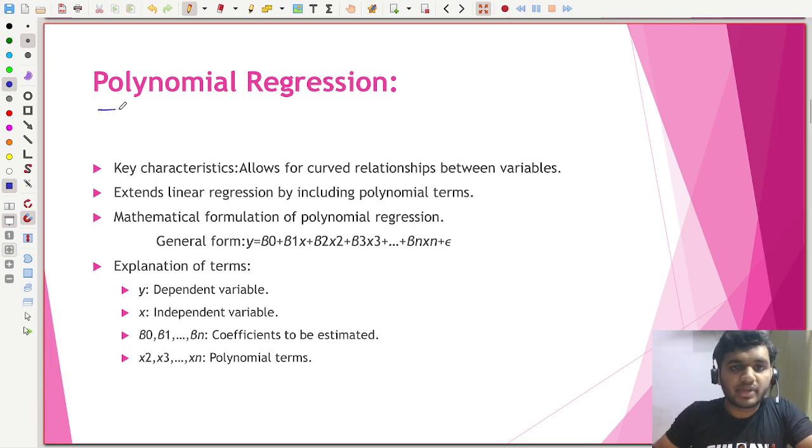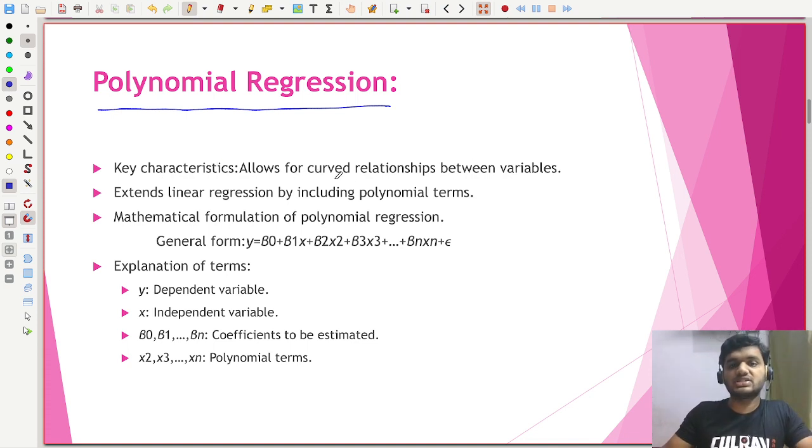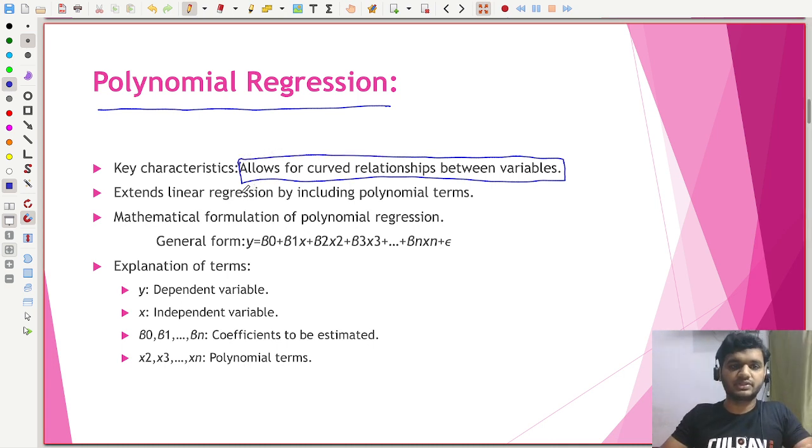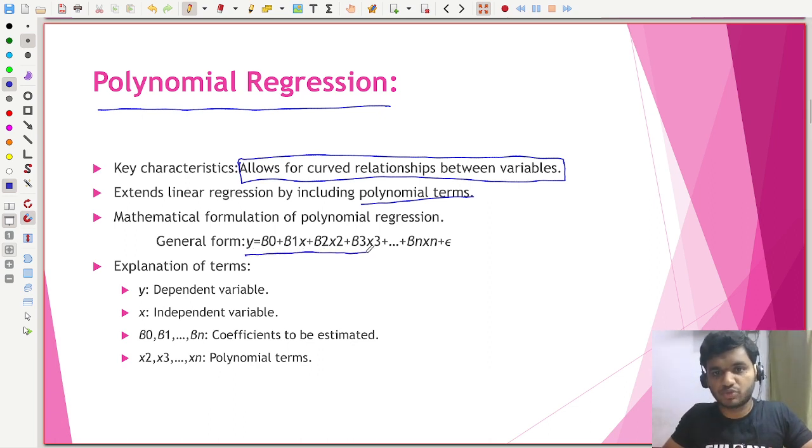Now we discuss polynomial regression. In polynomial regression, you remember the key characteristic: it allows for a curved relationship between variables. It is the same as linear regression with a slight difference: it extends linear regression by including polynomial terms. Mathematically, this is defined by y equals b0 plus b1x plus b2x squared plus b3x cubed plus up to bnx to the power n, plus epsilon.